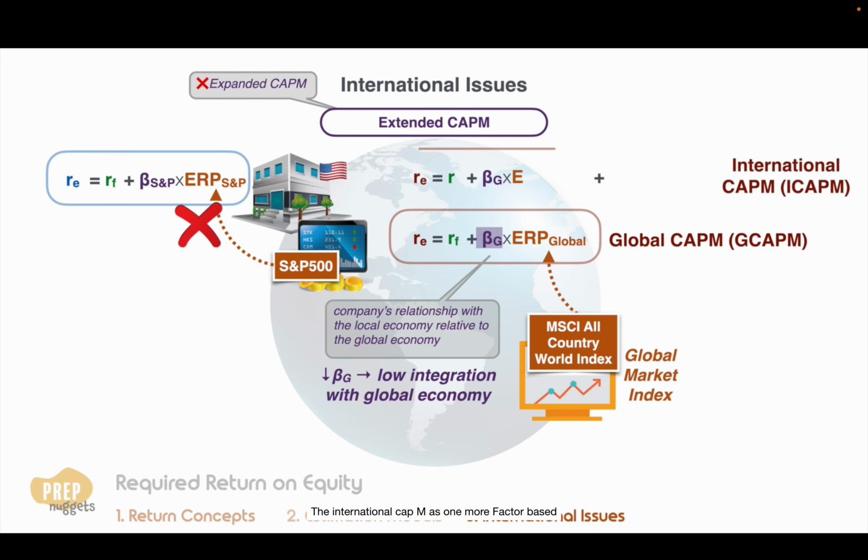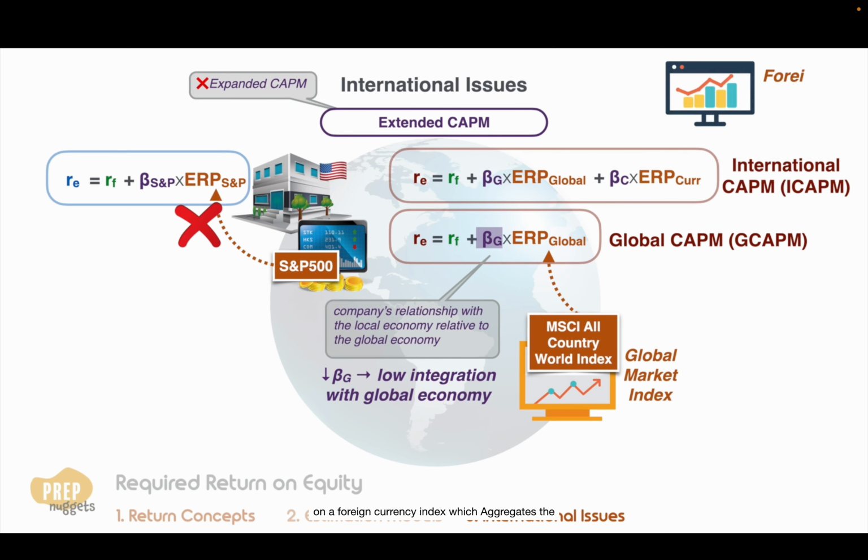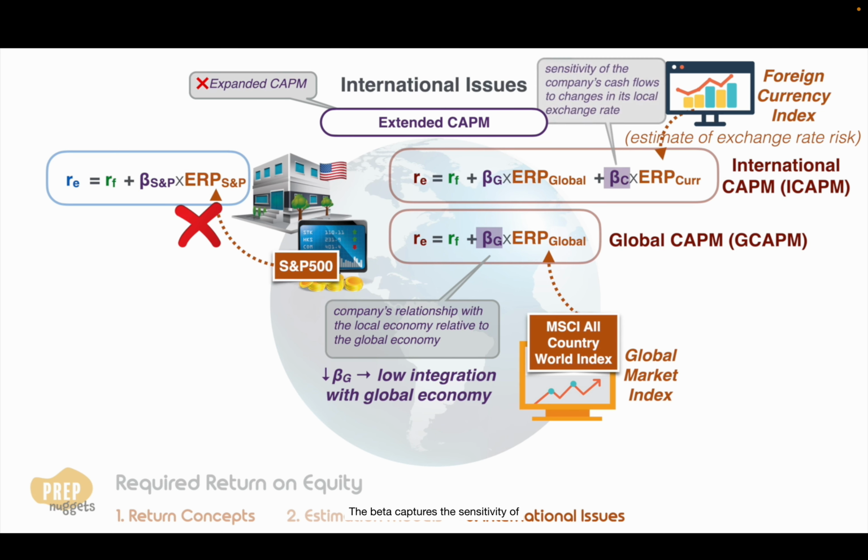The international CAPM adds one more factor based on a foreign currency index, which aggregates the return from investing in the foreign currency relative to the company's domestic currency using country relative wealth. That's quite a handful, but you just need to know that it estimates the exchange rate risk. The beta captures the sensitivity of the company's cash flows to changes in its local exchange rate.